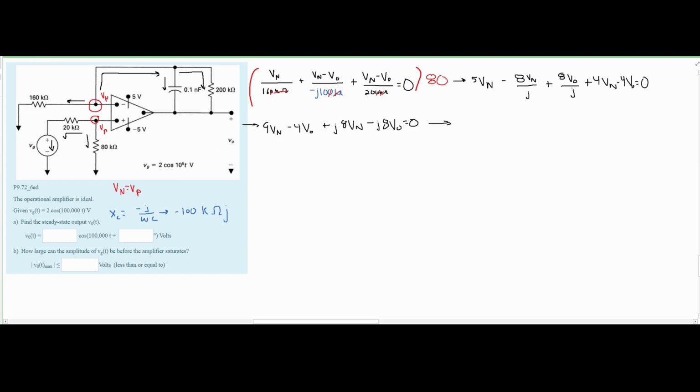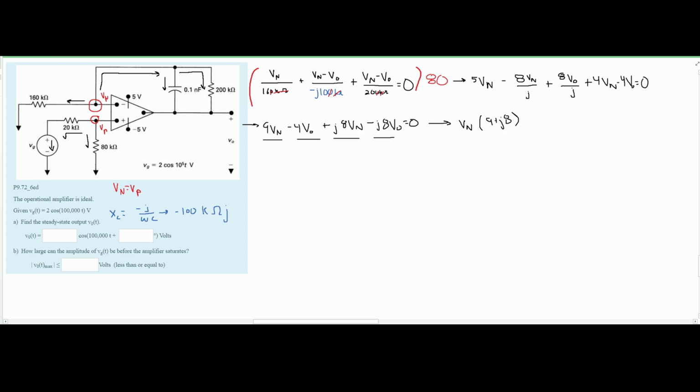Now we can combine our Vn's, factoring them out, so we're going to look at this Vn and this Vn first. We are going to have the Vn, and then inside of it we will have our 9 plus j8, and then we are going to have our V0s right here.